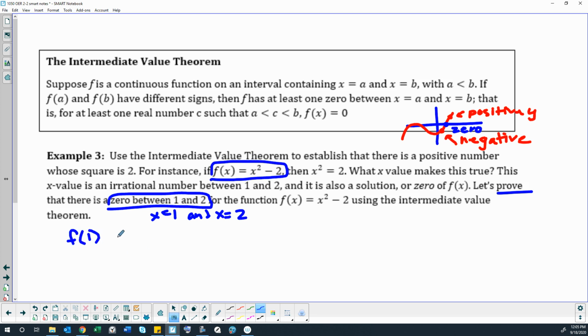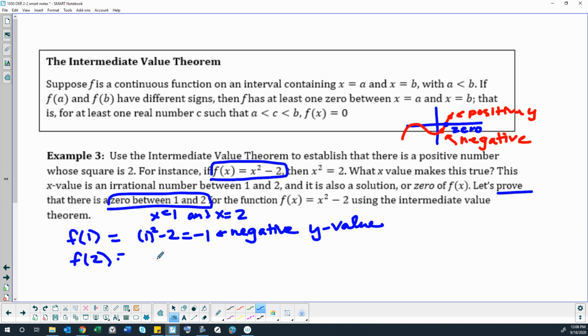If we plug in 1, we get 1 squared minus 2, which is negative 1. That's our y value, right? That's a negative y value. And then let's do f of 2. 2 squared minus 2 is 2, right? Because 2 squared is 4, and 4 minus 2 is 2. So that's a positive y value.